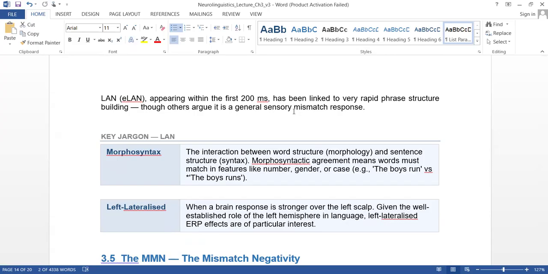So that means this is a morphosyntax thing, the interaction between word structure and sentence structure. Agreement means words must match in features like number, gender, case. The boys run versus the boy runs.